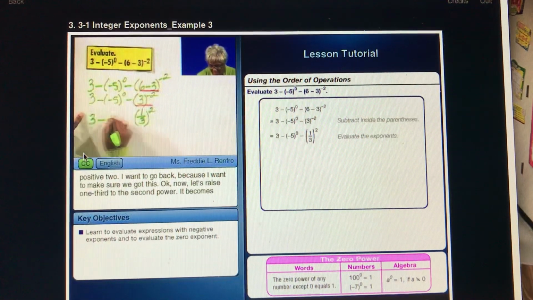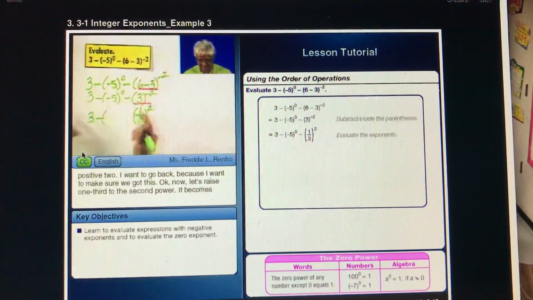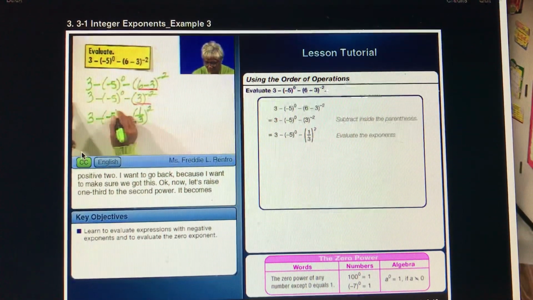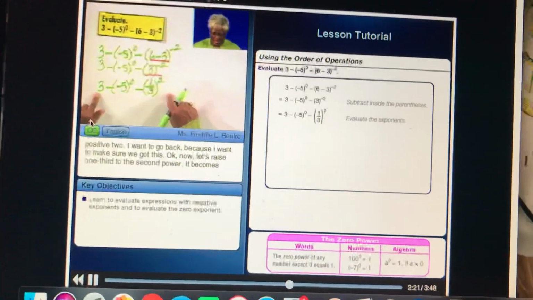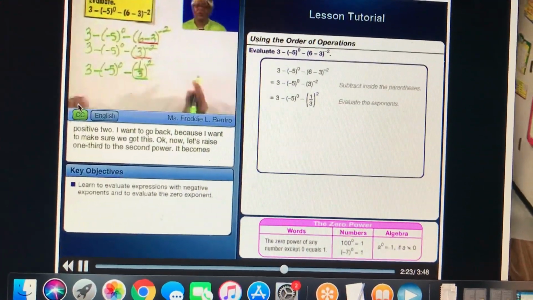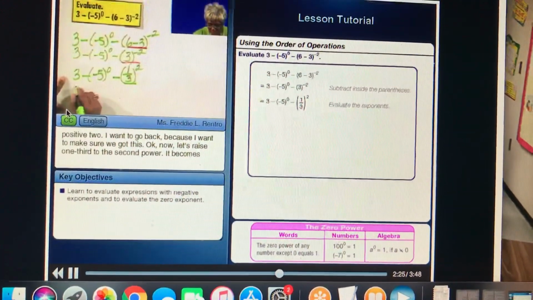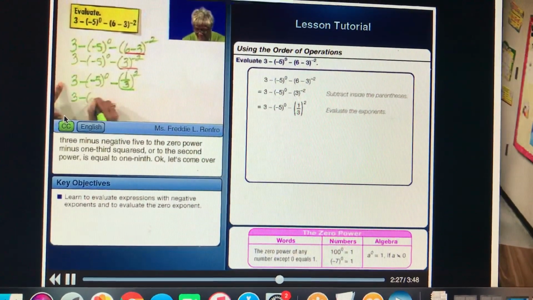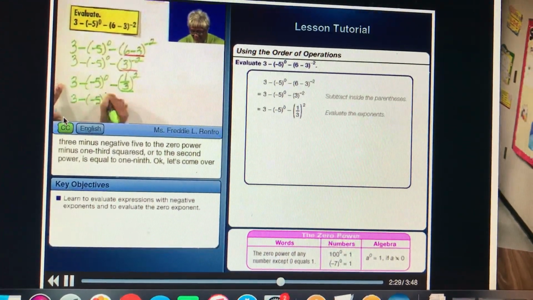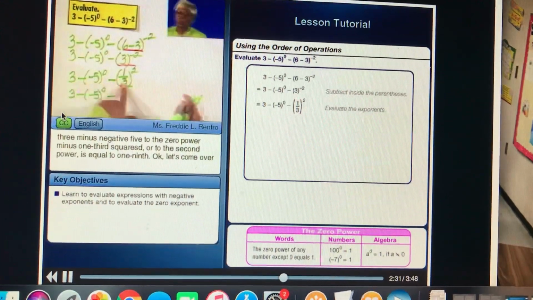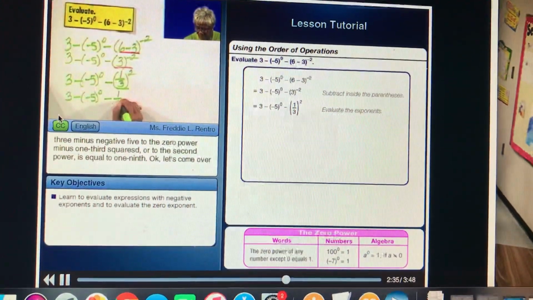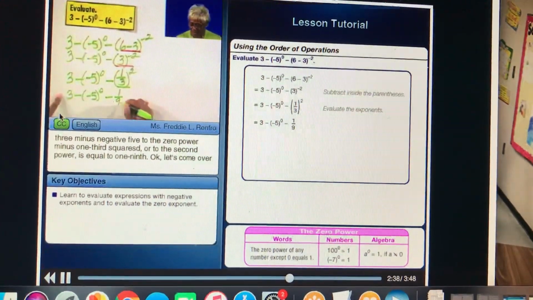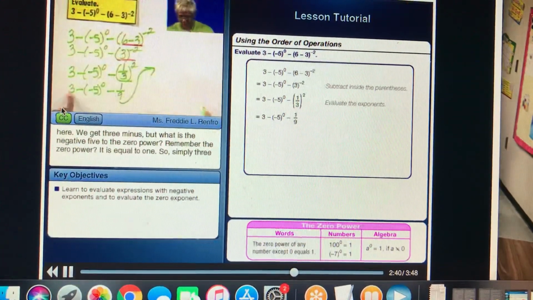Now I'm going to go back in, because I wanted to make sure we got this. Okay? Now, let's go ahead and raise 1/3 to the 2nd power. It becomes 3 minus negative 5 to the 0 power minus, well, 1/3 squared, or to the 2nd power, is equal to 1/9. Okay? It's coming over here.